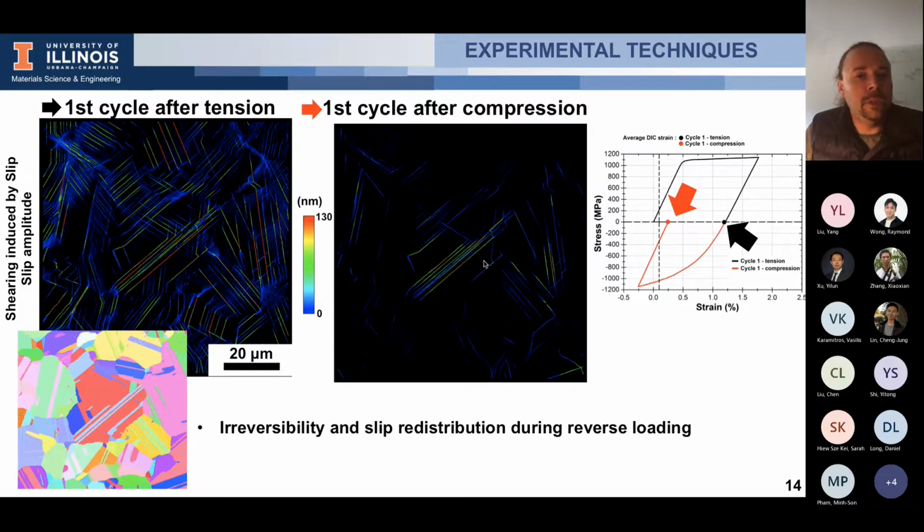However, in specific regions, and here in the middle, you still see some slip events, and that's a direct measurement of your irreversibility, meaning that this slip event didn't recover during compressive load. And this is very important because we know that this kind of region where you have very high irreversibility are the regions that trigger damage. So here we really have a quantitative measurement of the slip irreversibility during cyclic loading.